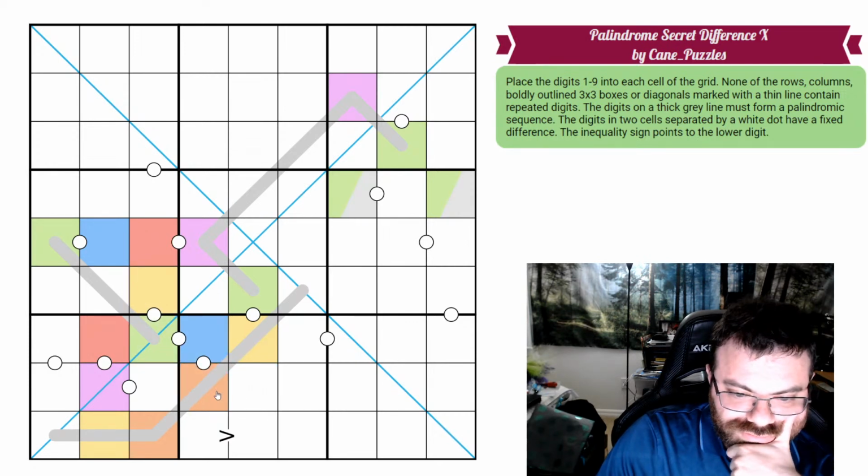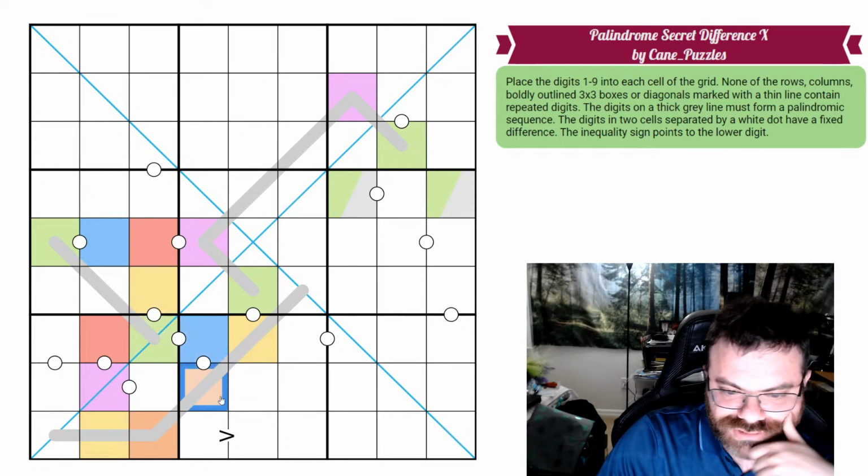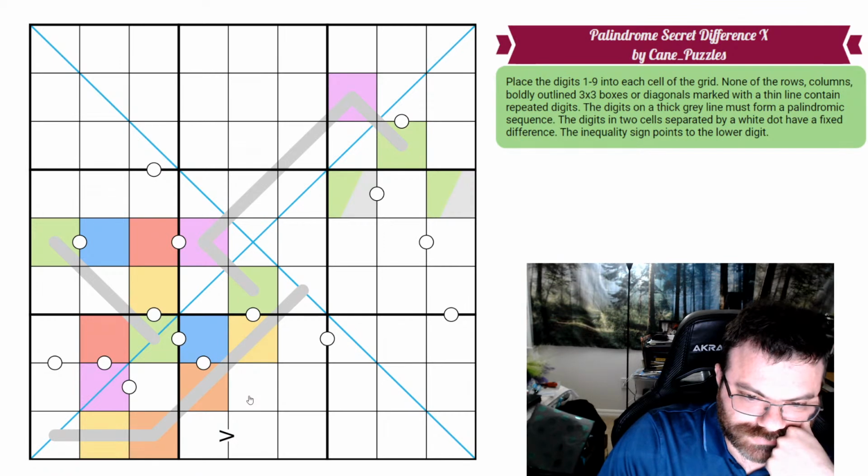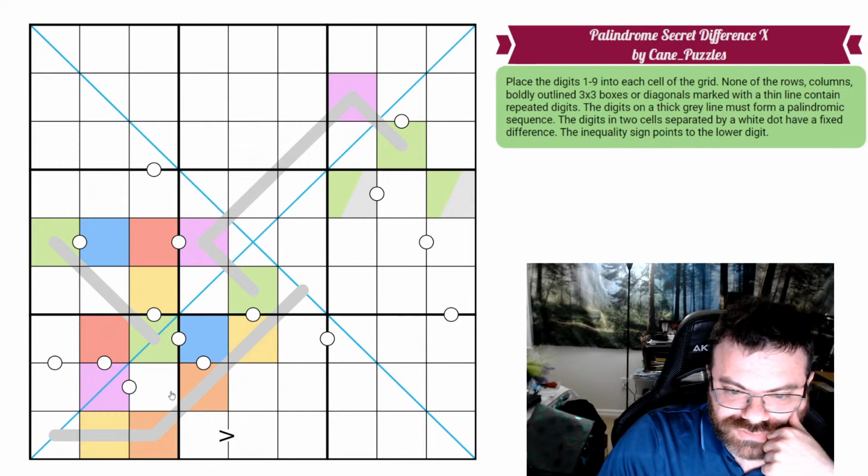So we go 1. We can't do. So yeah, it's a difference of 1 or 2. So 1, 1, 3, 5, 7. Can't do 1, 4, 7, 10. Yeah. What about this one? I'm not sure what else to color at this point.